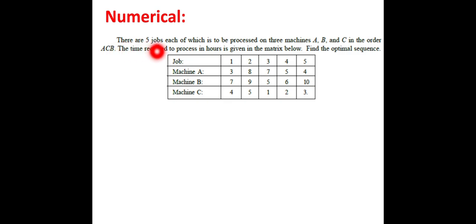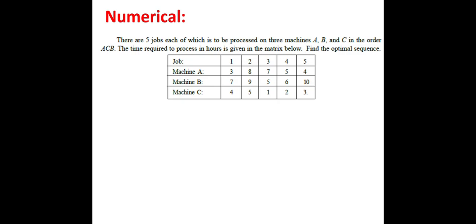There are 5 jobs, each of which is to be processed on 3 machines A, B and C, in the order ACB. That is, the jobs have to be processed first on machine A, followed by machine C and then machine B, not ABC. Okay, he has given the order ACB. We need to remember that.